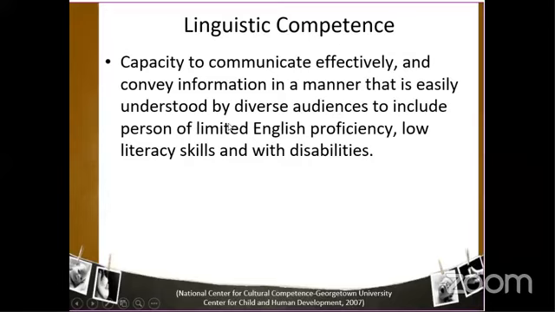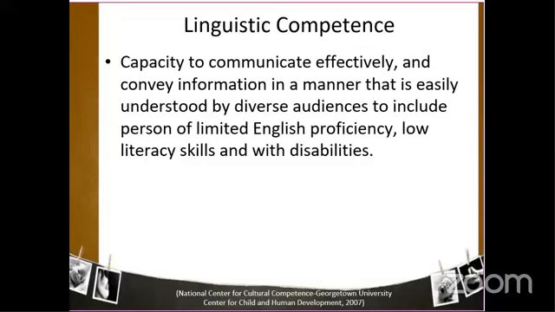I don't know, we have 42 or 43 languages. All the 42 or the 43 languages. So linguistic competence is the capacity to communicate effectively and convey information in a manner that is easily understood by diverse audiences, to include persons of limited English proficiency, low literacy skills, and with disabilities. Let me make that point, that too much English, simpler.